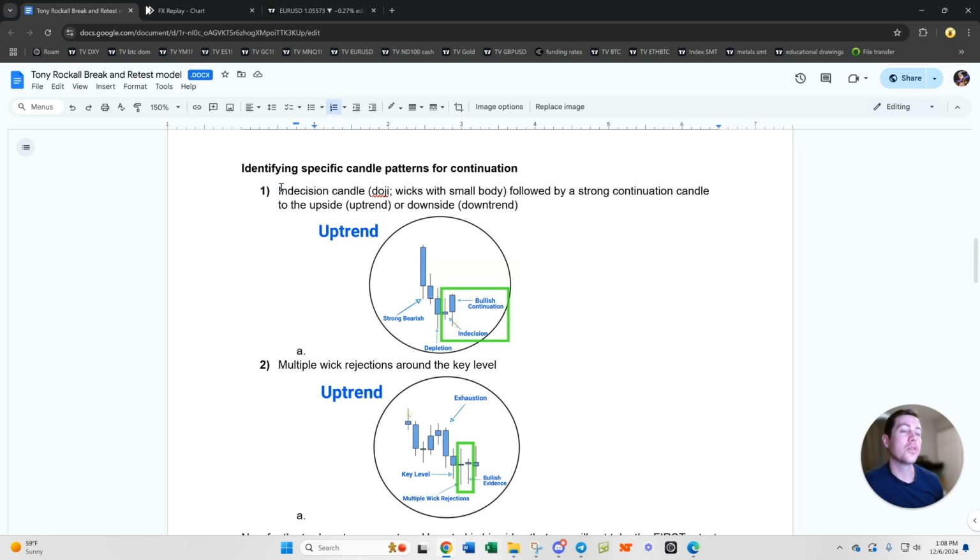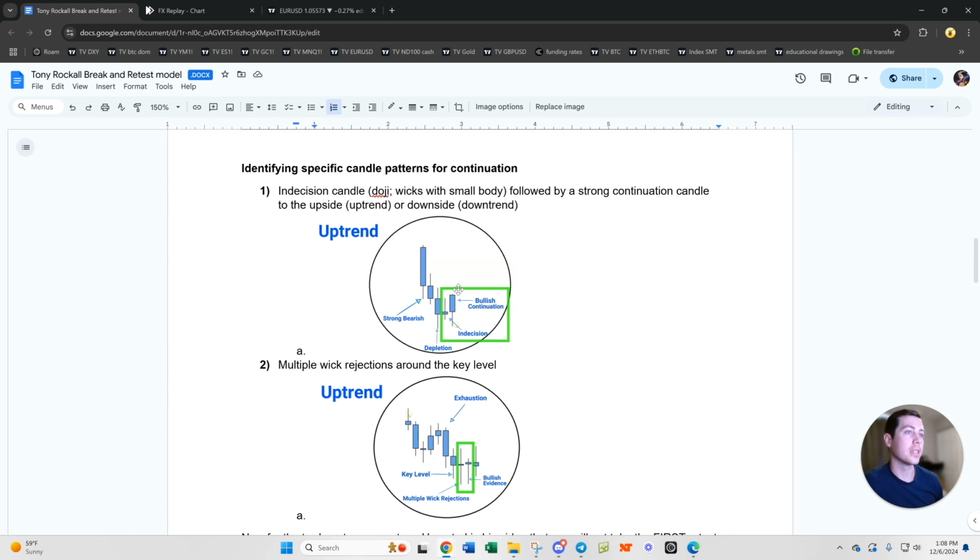There are two candle patterns that he looks for when price is coming back into that key level for a retest. The first of which is an indecision candle followed by bullish continuation. What I mean by indecision candle is usually what you would call a doji, and it's generally a smaller bodied candle with either wicks on both sides or wicks rejecting against the key level.